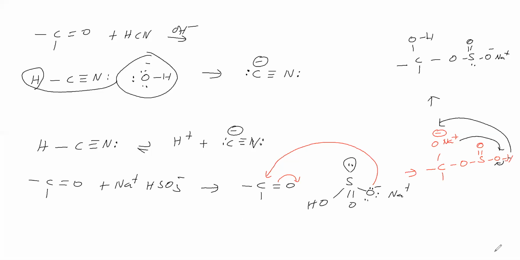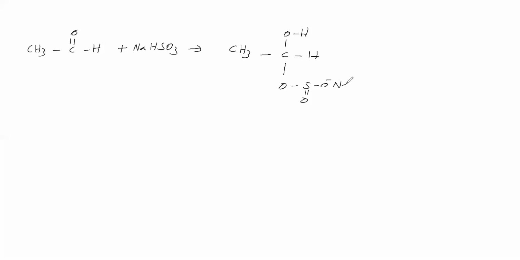Now we will take acetaldehyde and treat it with NaHSO3, and see what we will get. This CH3, C, the double bond will become a single bond, O double bond will become a single bond. This O we will make as OH. Here O, SO, O minus, Na plus. Like this we will write.